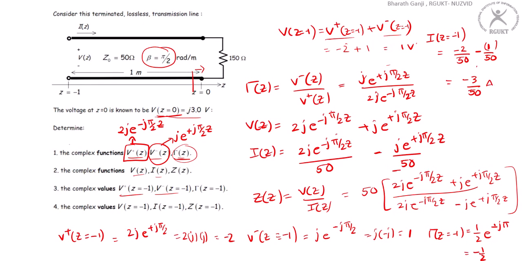So I have the value of voltage and currents, so all I have to do is to find the impedance. What is the value of impedance? The impedance at z equal to minus 1, we need to calculate.